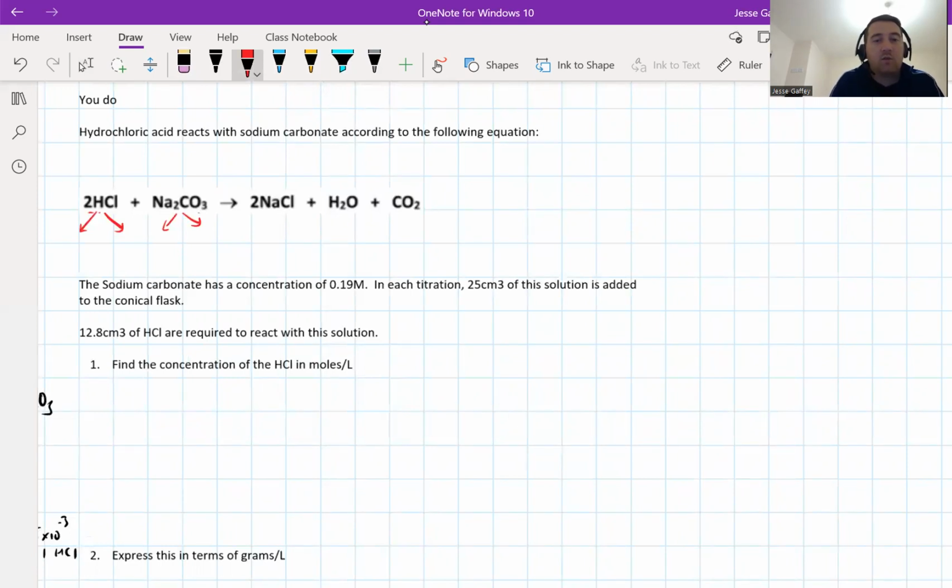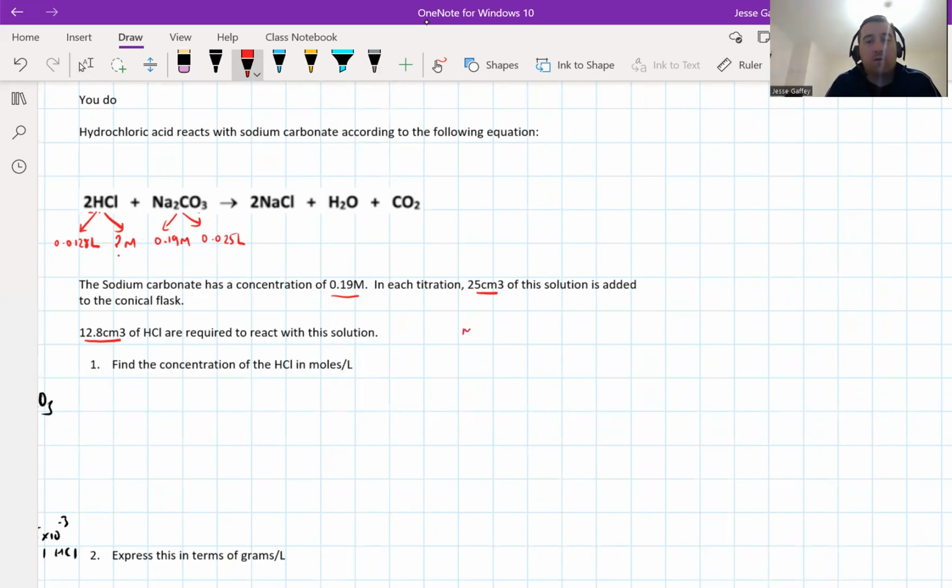Okay, so what do we know? The sodium carbonate is 0.19 molar. And we're using 25 centimeters cubed, which is 0.025 liters. For the HCl, we used 12.8 centimeters cubed, which is 0.0128 liters. I'm just assuming that you know how to do those conversions, and I know that this is a question mark molarity. This is my unknown.